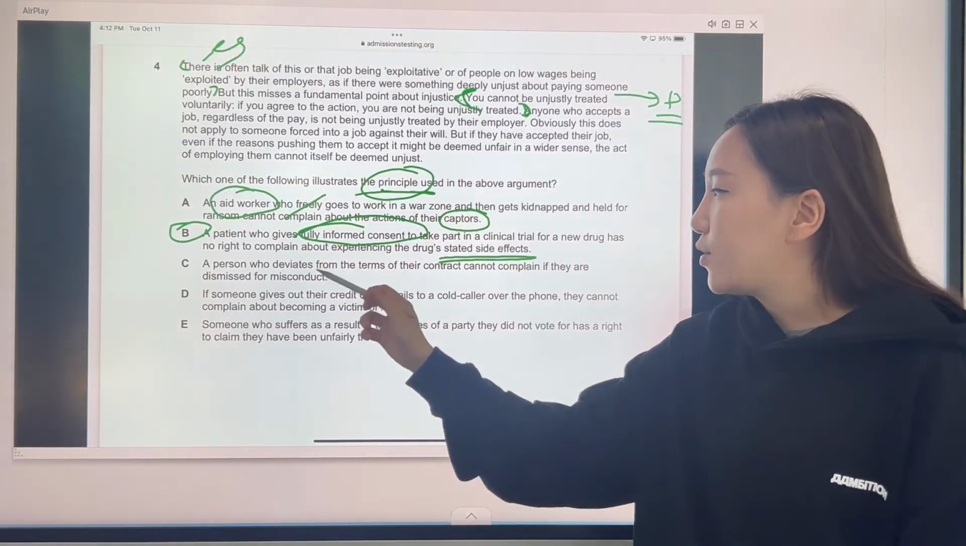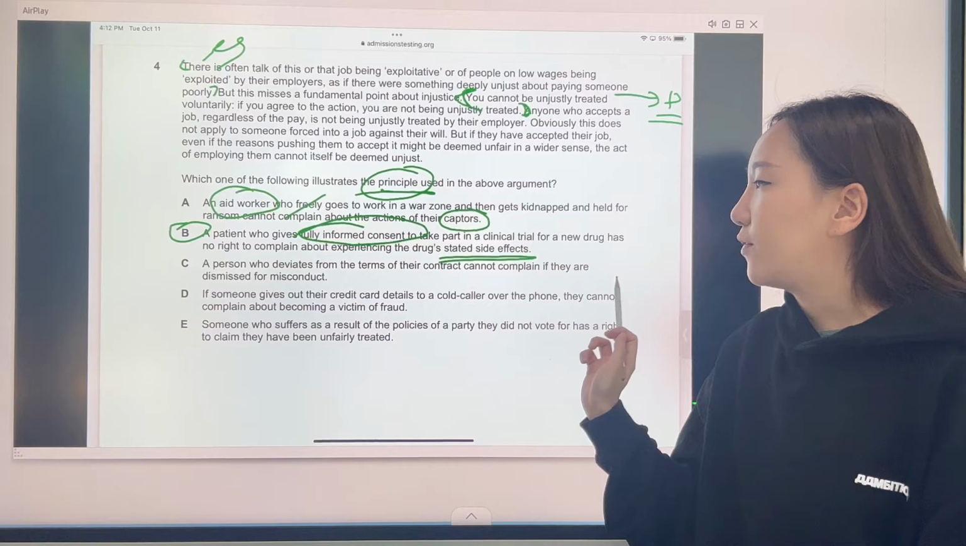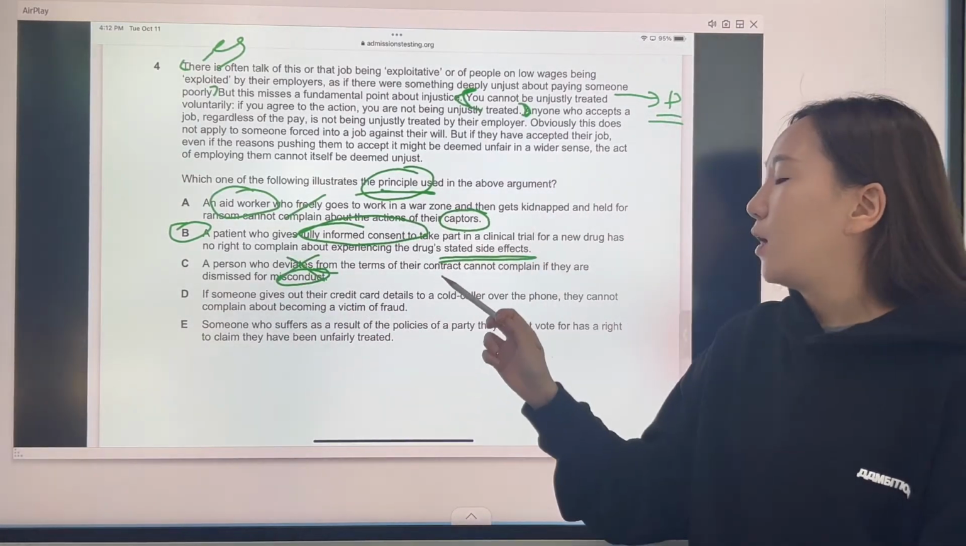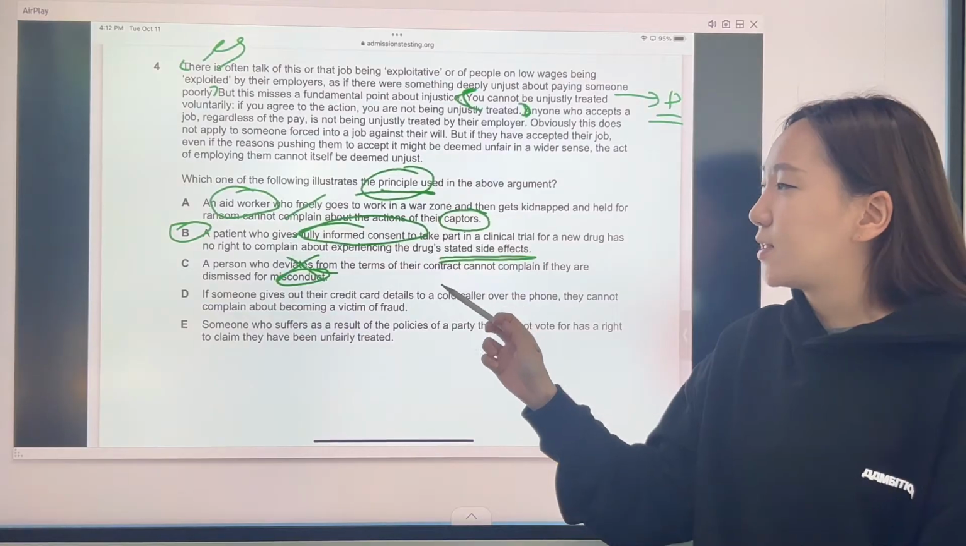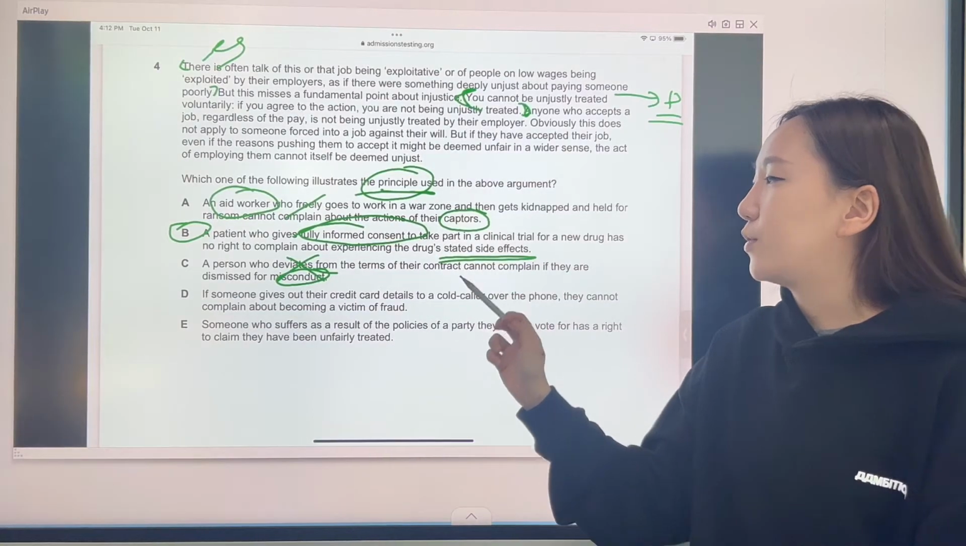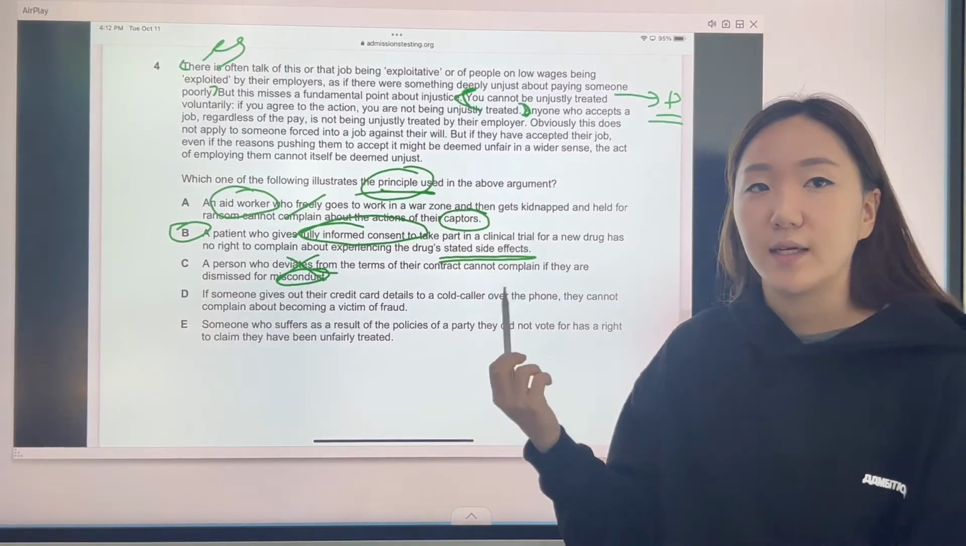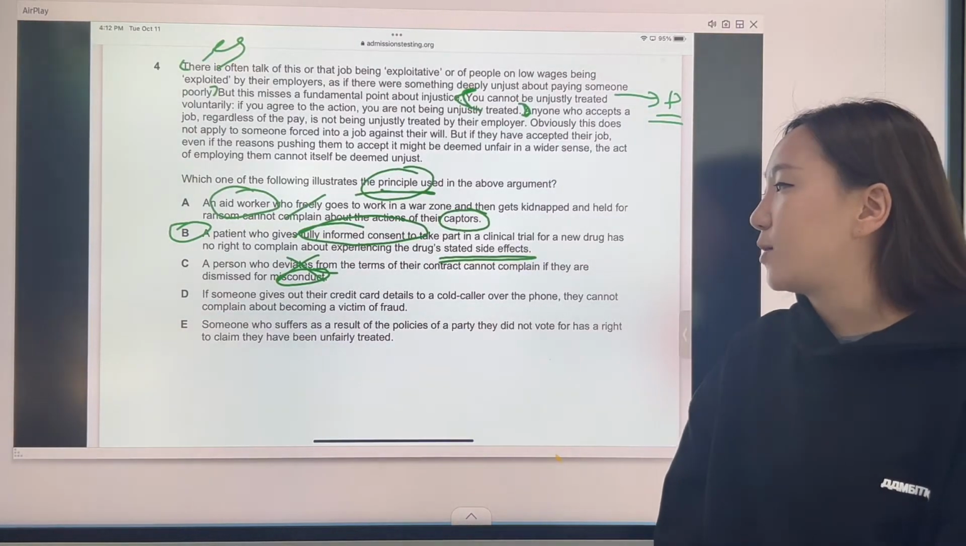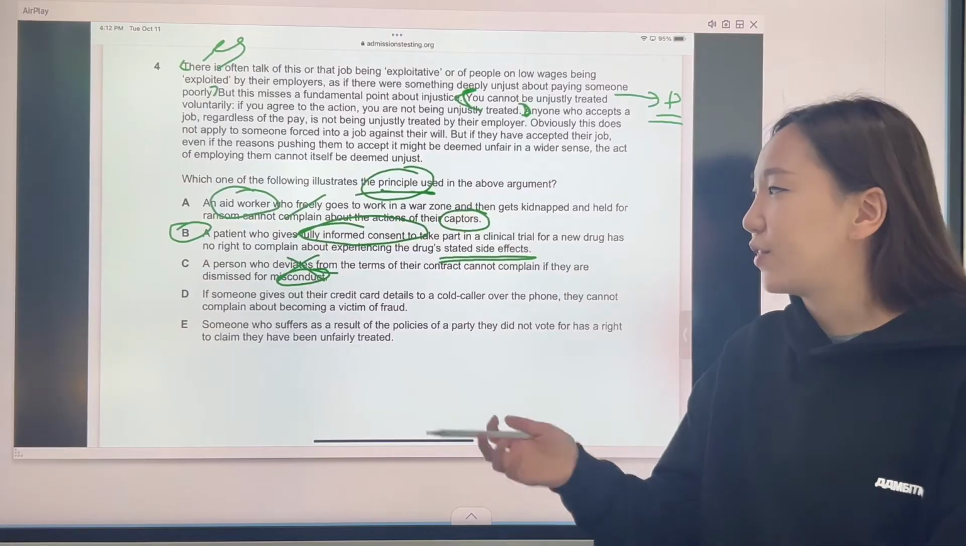As a person who deviates from the terms of their contract cannot complain if they are dismissed for misconduct. Again, this is not quite the same relationship. I suppose it's an interpretation of it, but it's nothing to do with unjust. I mean, I hope that's obvious. I don't know how I could possibly explain that, but it's not the same thing.